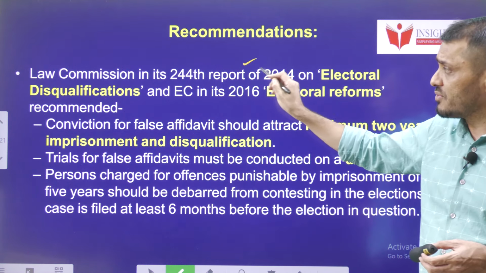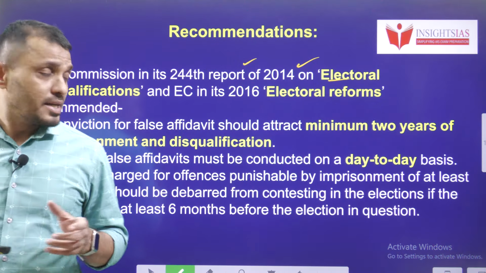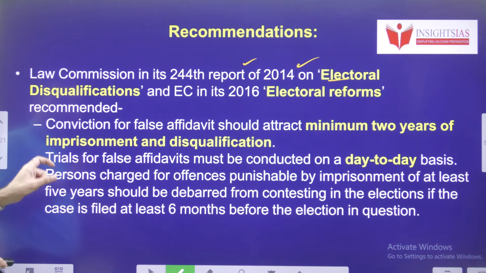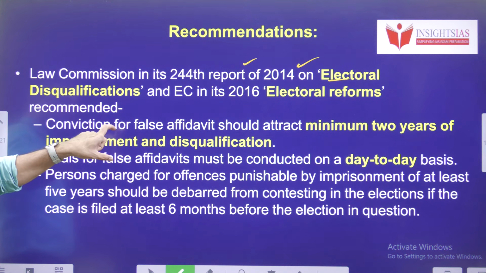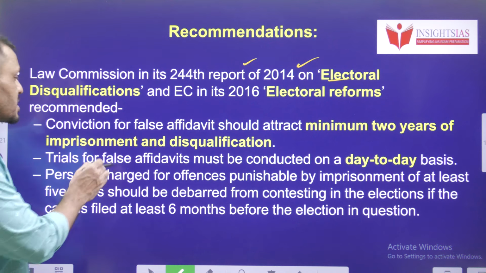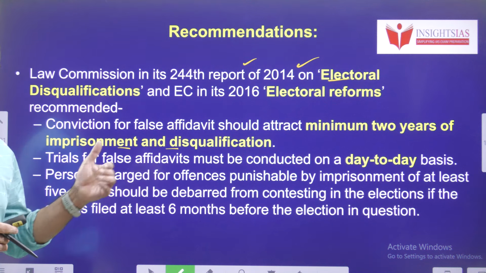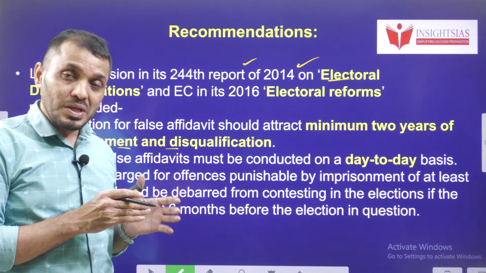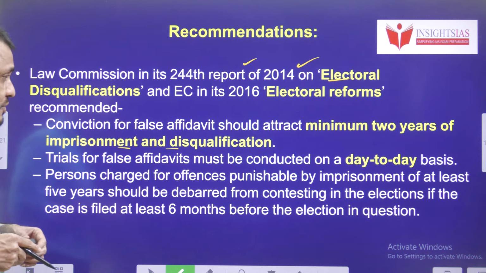The Law Commission in its 244th report in 2014 on electoral disqualification, and the Election Commission in its 2016 report on electoral reforms, both recommended that people who are convicted for false affidavits should be punished with a minimum of 2 years of imprisonment as well as disqualification. You already know that if a person is convicted for 2 years or more, they will be disqualified from contesting in elections up to 6 years since their release from jail. That is what we have to remember.